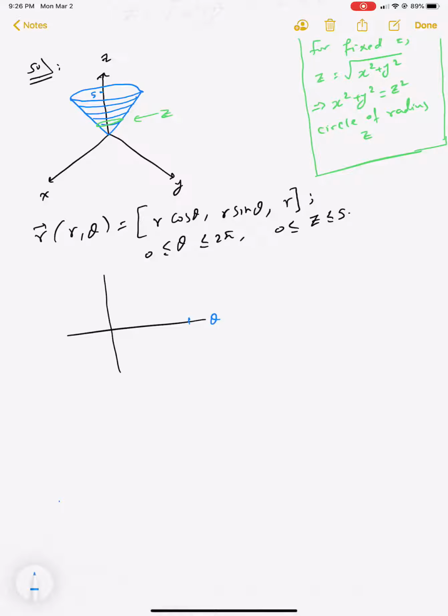So in this example, if we look at this as the theta axis, this is the r axis, the theta is between 0 and 2 pi, the r is between 0 and 5. So again, this is my domain, and this rectangle is mapped through this parameterization to get this cone.